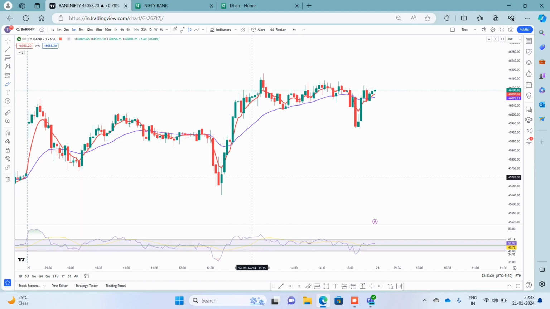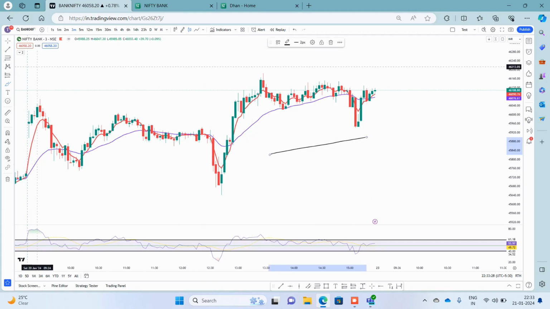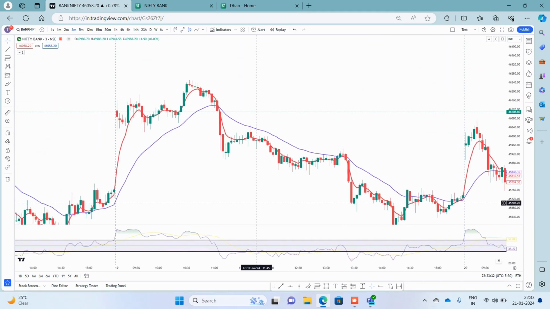This is what happened on Saturday, on Bank Nifty. Before that day, we will see how many trades we got using this strategy. The first trade you got here is this candle.